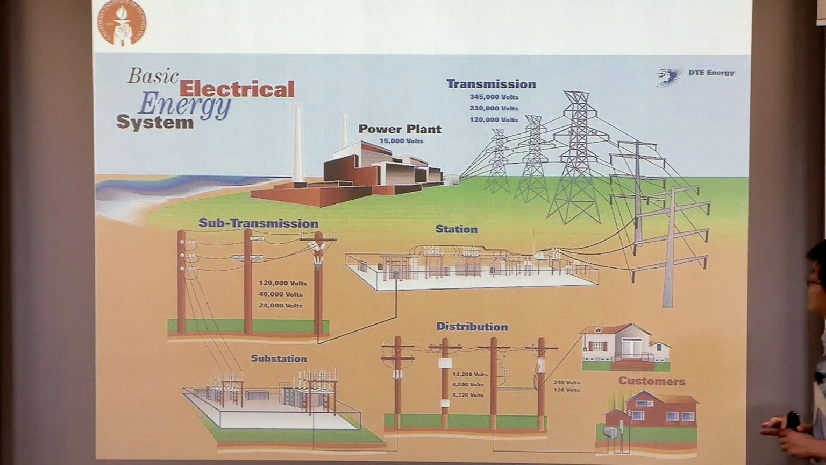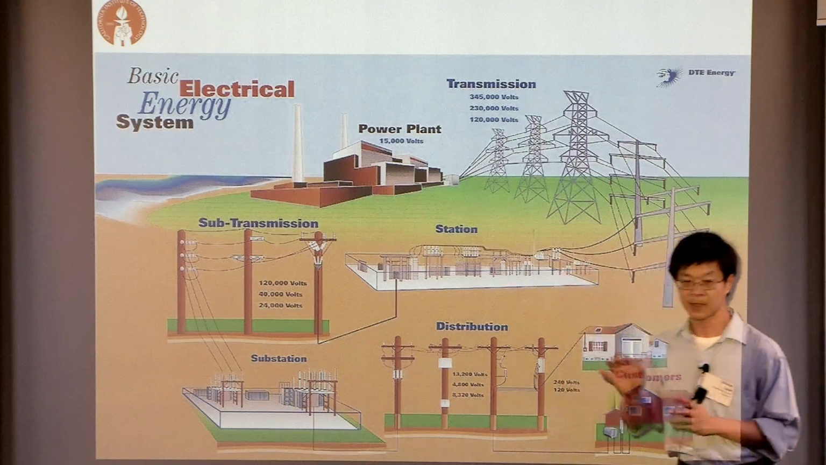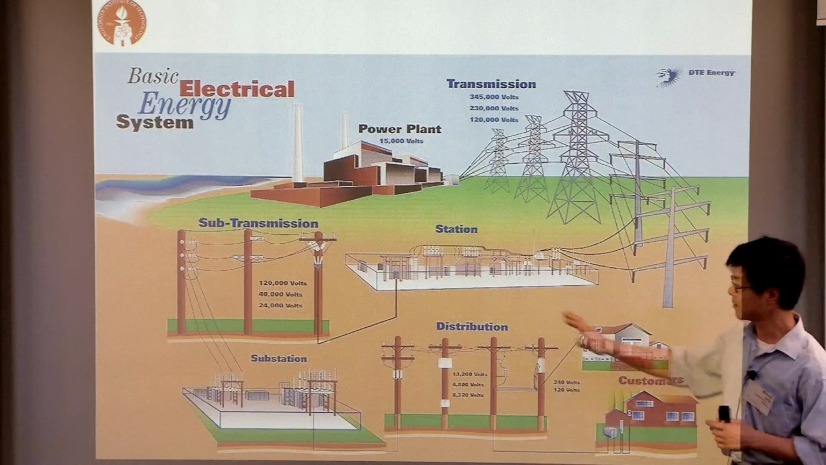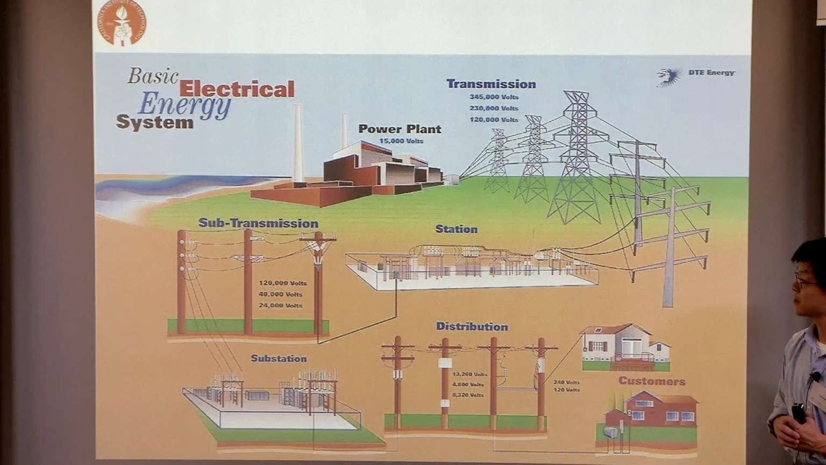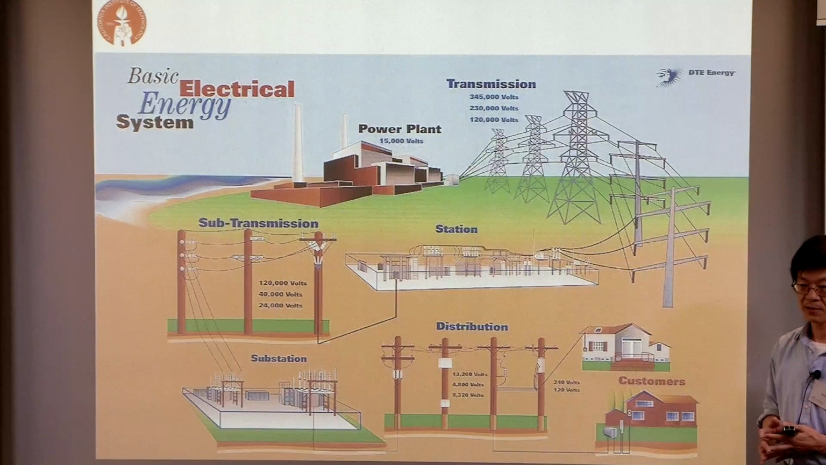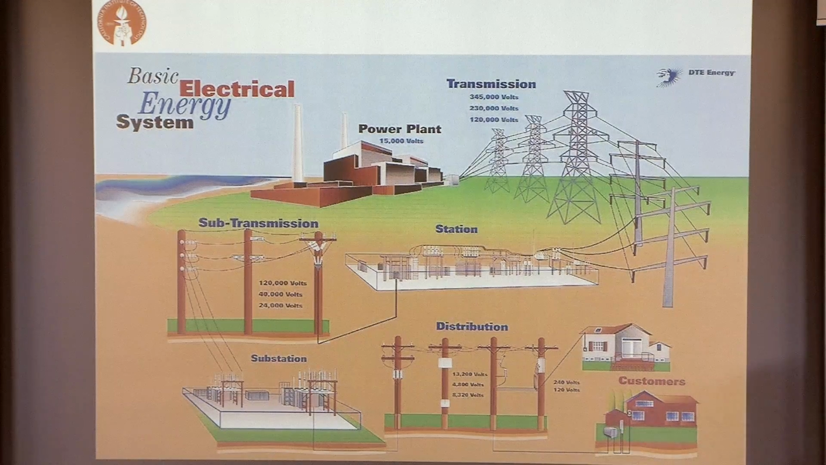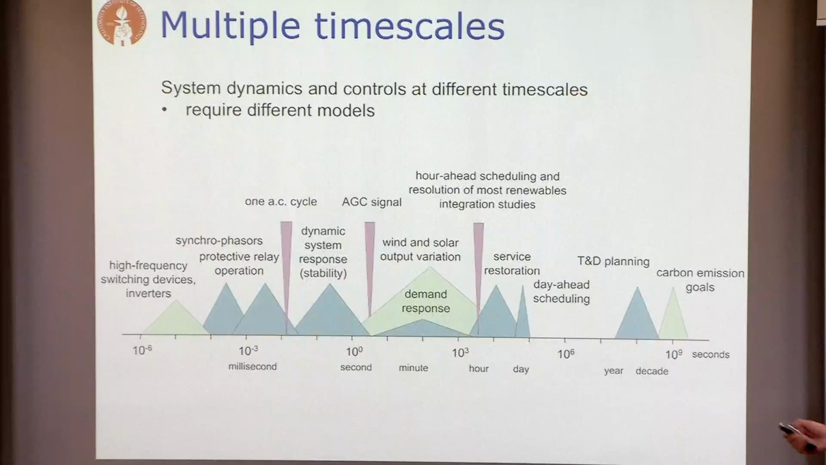Another key difference is that the transmission network is typically a mesh network with loops, whereas almost all distribution networks, with exceptions, have a tree topology. That turns out to be important, as we'll see later on.